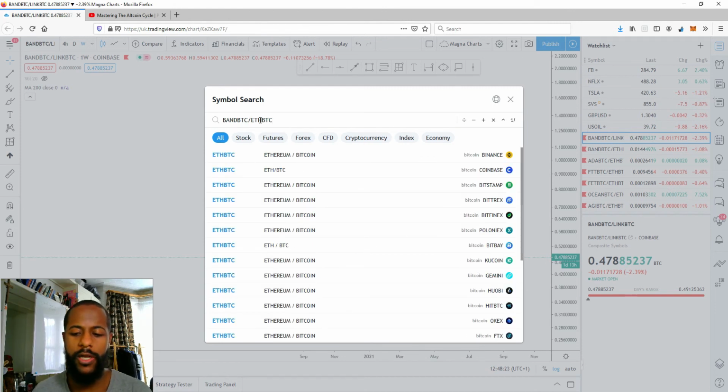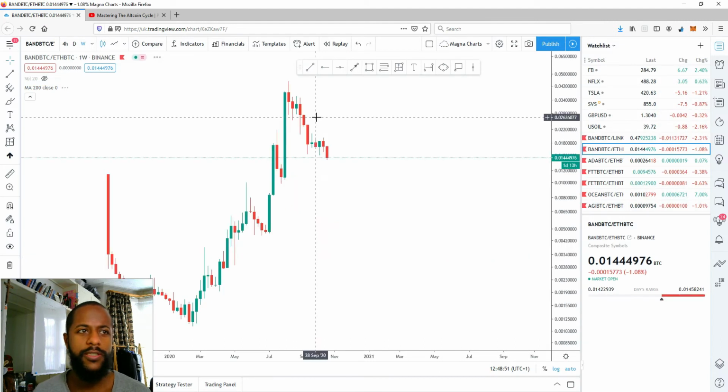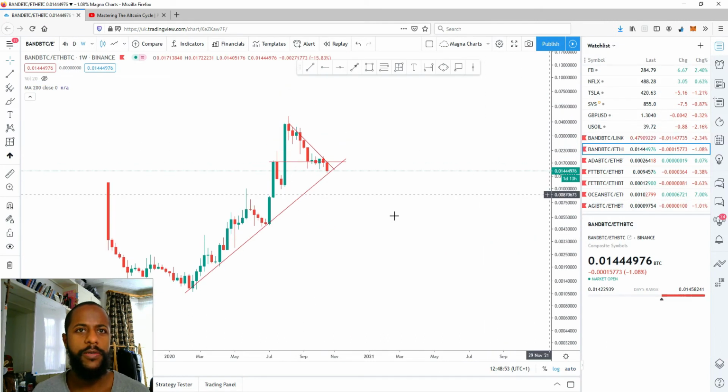So again, you're comparing the performance of ETH versus BTC. So that's one comparison, one pairing. And then you're comparing it to Band's performance against BTC in the market. And so that's how you would type it. And you'd pick the chart with the most volume, right? So with ETH BTC, the most volume is in Bitstamp. So now you've got that. And with Band, it's Binance. So that's how it looks. Enter, and that's what you get.